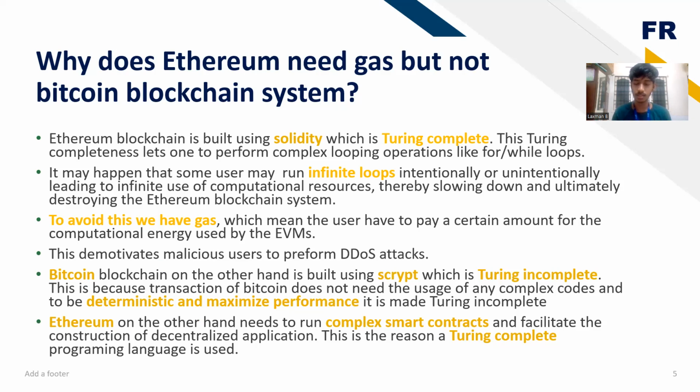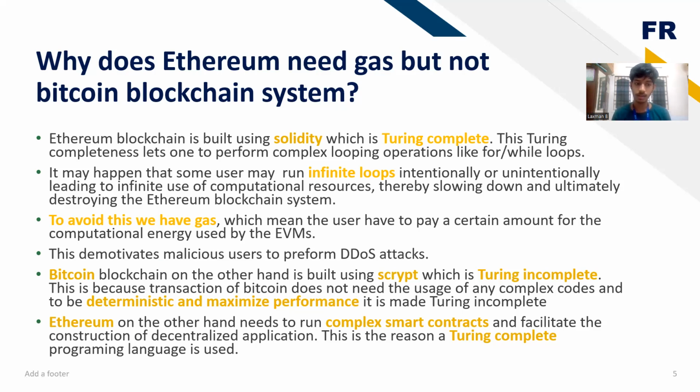Apart from transactions, Ethereum also wants to achieve complex smart contracts and to facilitate decentralized applications. So to do all these things, Ethereum has no other option but to make itself Turing complete. As I said before, if you make something Turing complete, then you can perform complex operations. If you perform complex operations, you may end up in infinite loops. And if you have infinite loops, then you may end up using an infinite amount of computational resources, which will slow down your ecosystem or the blockchain system itself.